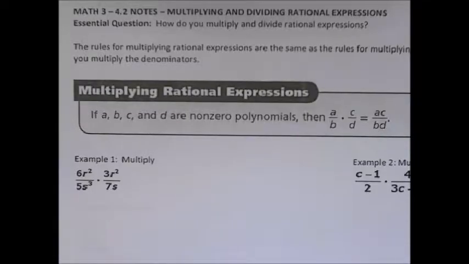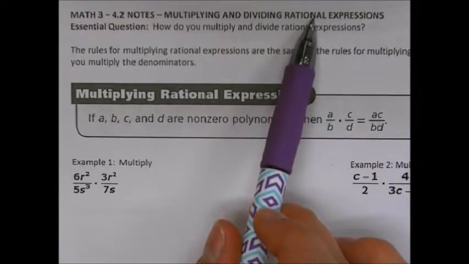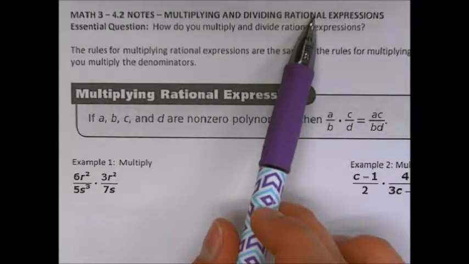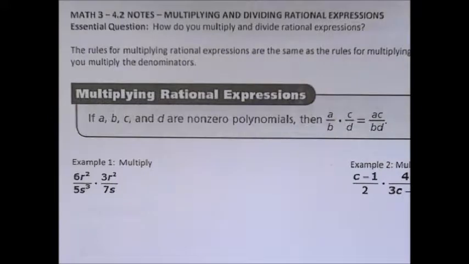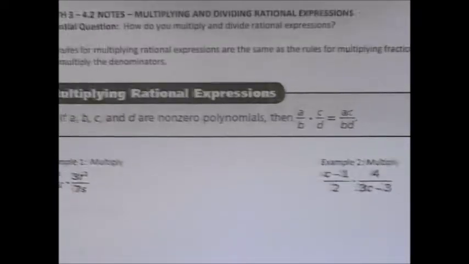Today we're looking at 4.2, and in 4.2 we're multiplying and dividing rational expressions. Now remember, rational expressions are just fractions that have polynomials on the top and bottom, so that means we're going to end up doing a lot of factoring. So the rules for multiplying rational expressions are the same as the rules for multiplying fractions.